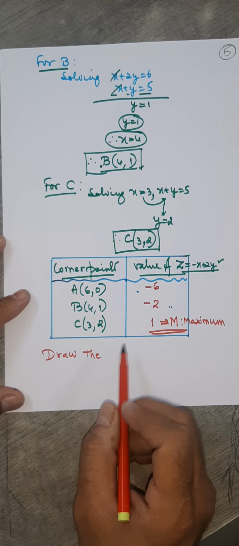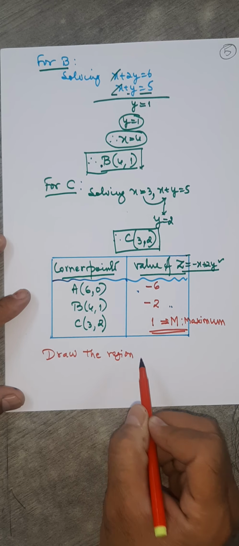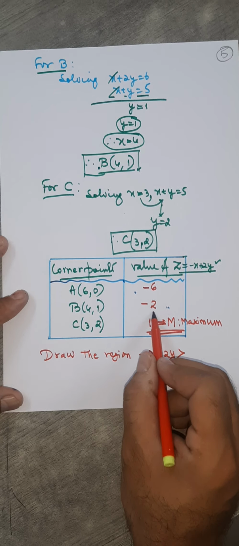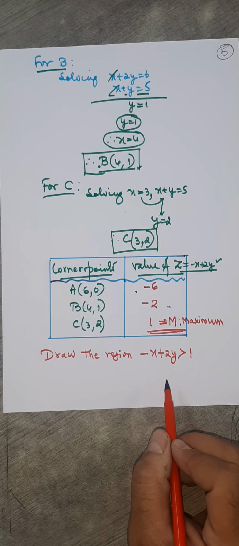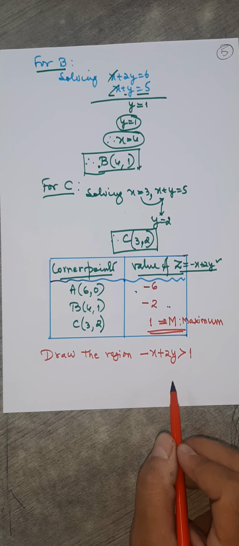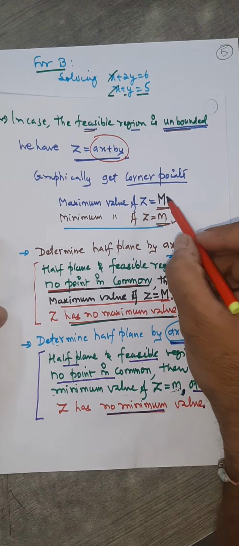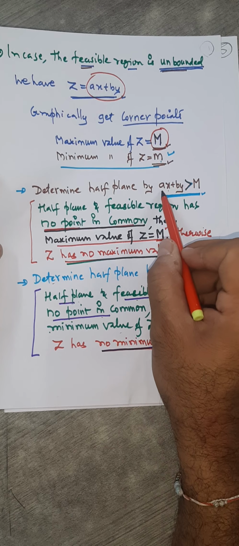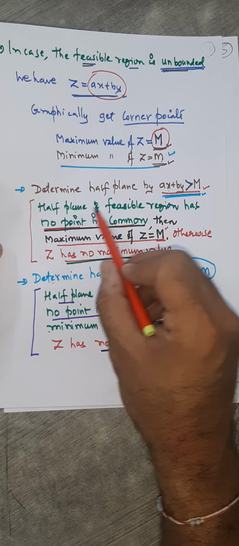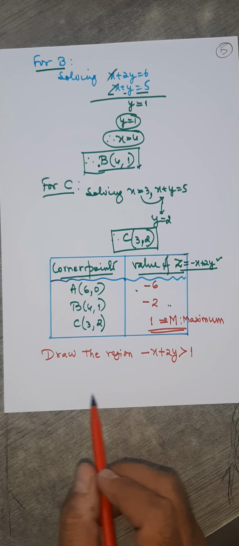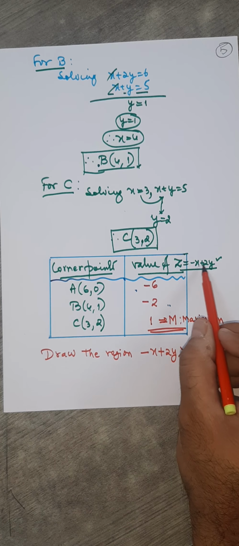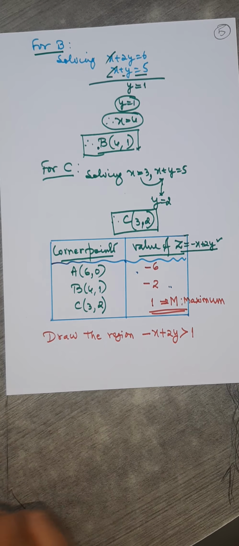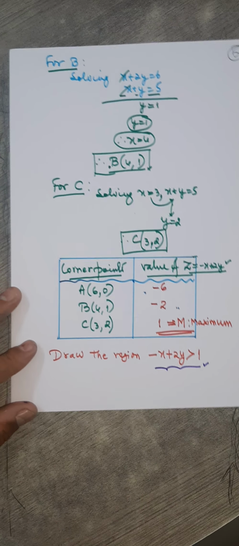Draw the region. Which region? The objective function: minus x plus 2y greater than M. What is M? It is 1. Just have a look at the first slide. You will realize that if M is the maximum value, then you see this greater than M. We are drawing this inequality, objective function minus x plus 2y greater than M, and now we'll find the half plane.